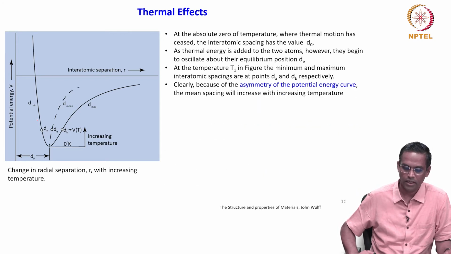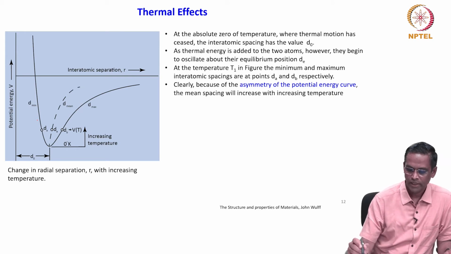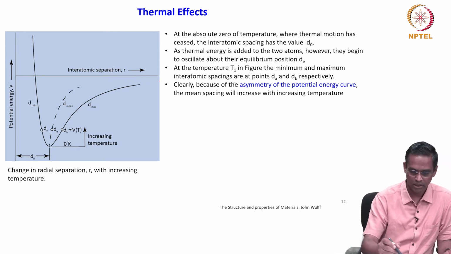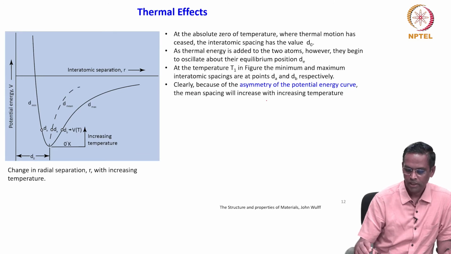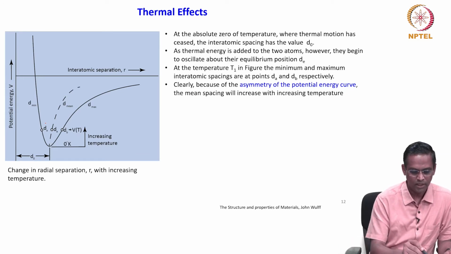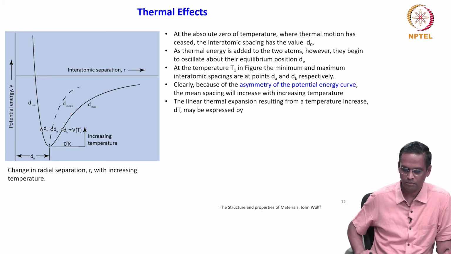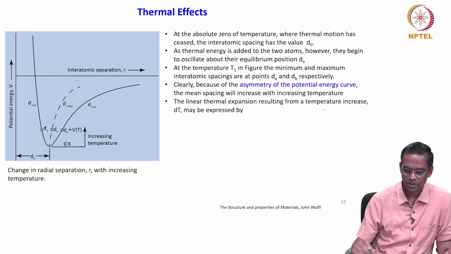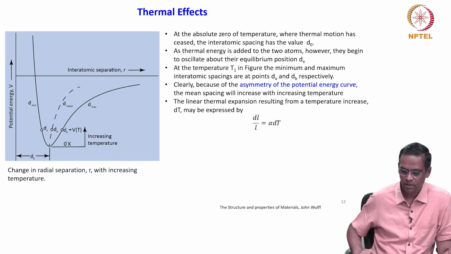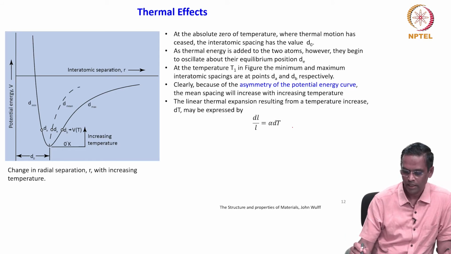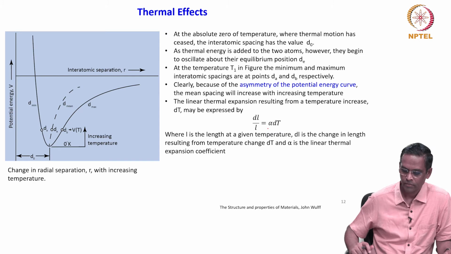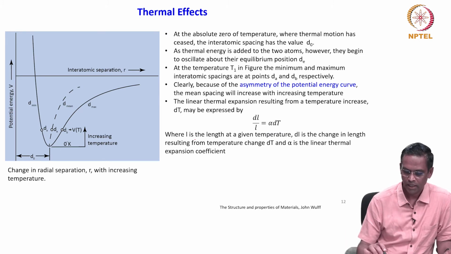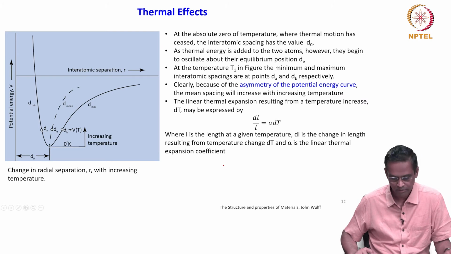Yeah, this is what we have seen already. So, clearly because of the asymmetry of the potential energy curve, this asymmetric nature, the mean spacing will increase with increasing temperature. This aspect also we have already seen, just for completion I am giving it here. The linear thermal expansion resulting from the temperature increase dT may be expressed as dL by L is equal to alpha dT, where alpha is the thermal expansion coefficient, L is the length at the given temperature, and dL is the change in length resulting from the temperature change dT. Okay. This also we have seen.